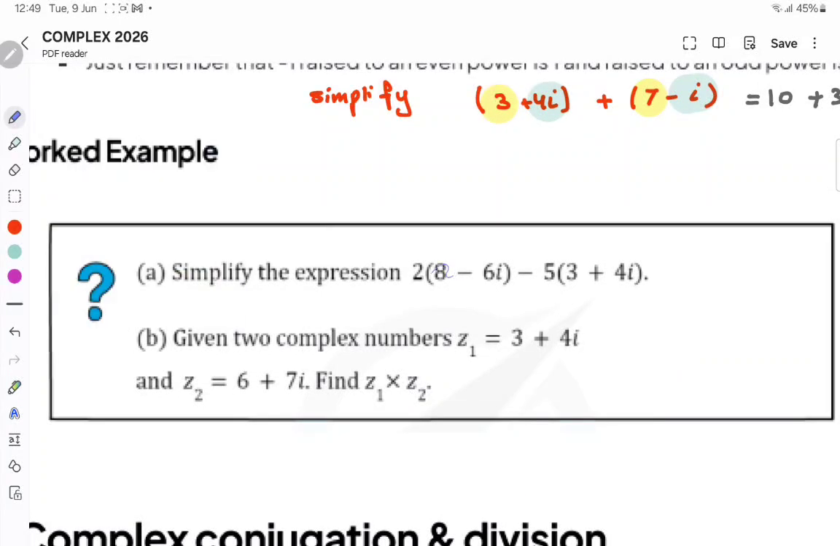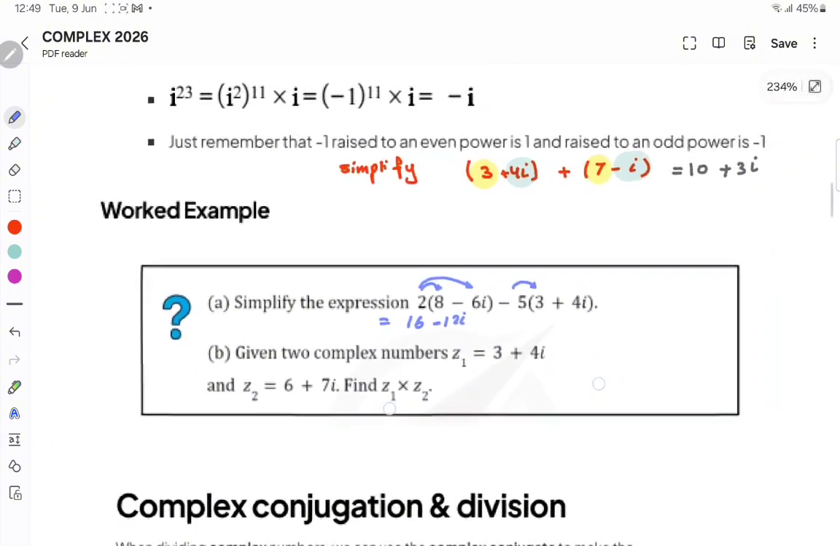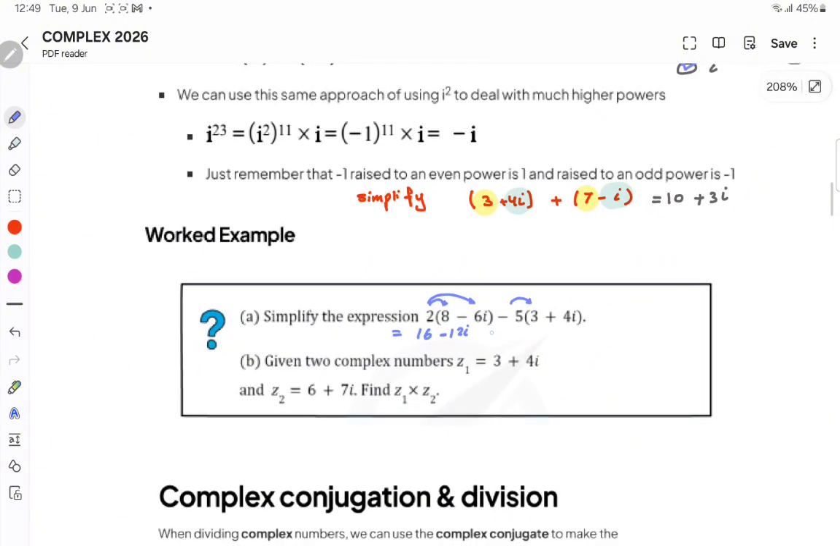Simplify the expression. Here I have 2 times the first bracket, we just expand. 2 times 8 will be 16. 2 times negative 6i will be negative 12i. We expand 2 by every term inside the bracket. And in the same way, we expand negative 5. Negative 5 times 3 will be negative 15. Negative 5 times positive 4i will be negative 20i.